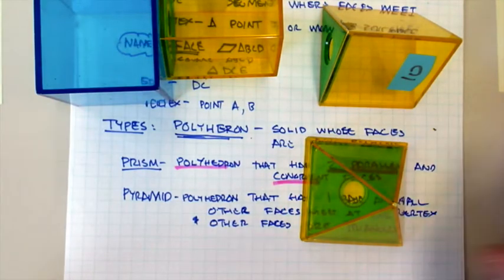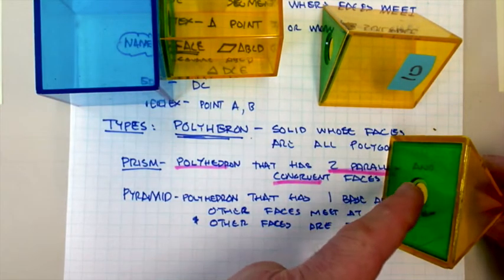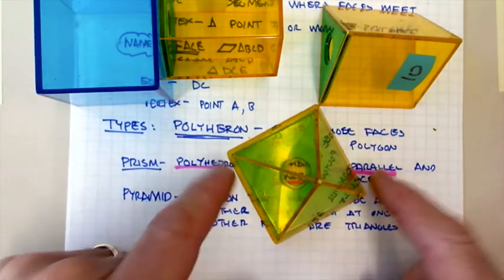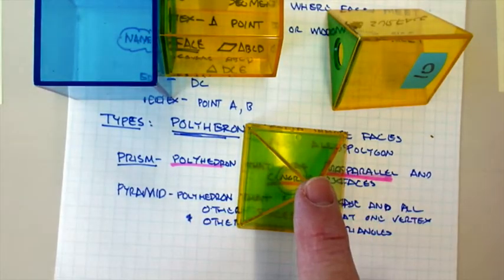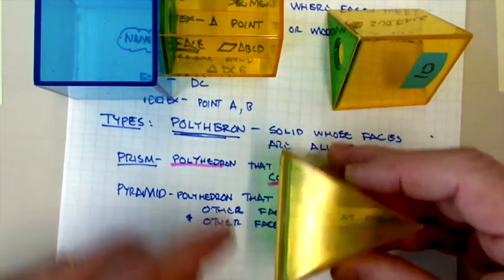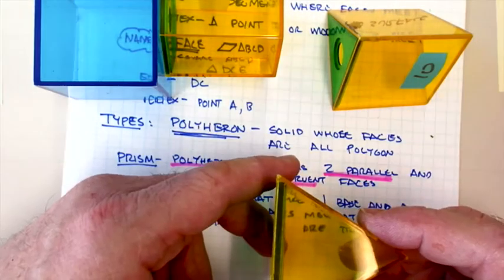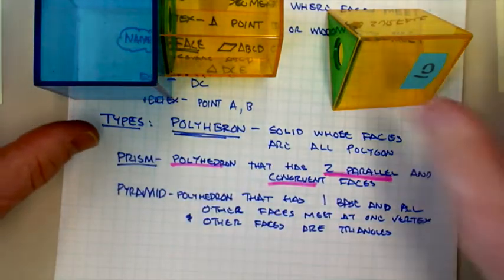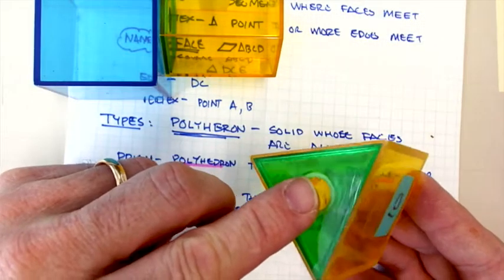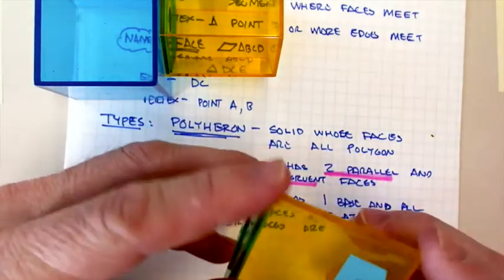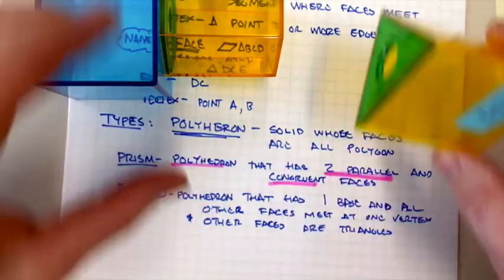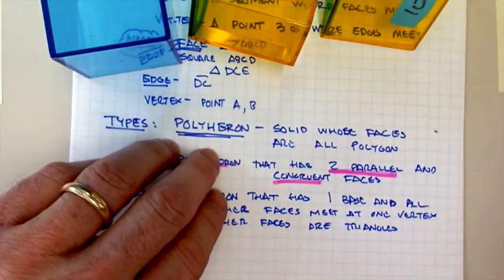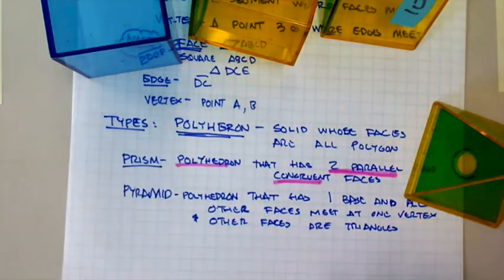In this shape here, you can see we have only one base, and then the remaining faces all meet at one vertex. And each one of these faces are indeed triangles. Triangles you can see on this shape, but they don't meet at a single vertex. None of these are pyramids. This one is a pyramid.